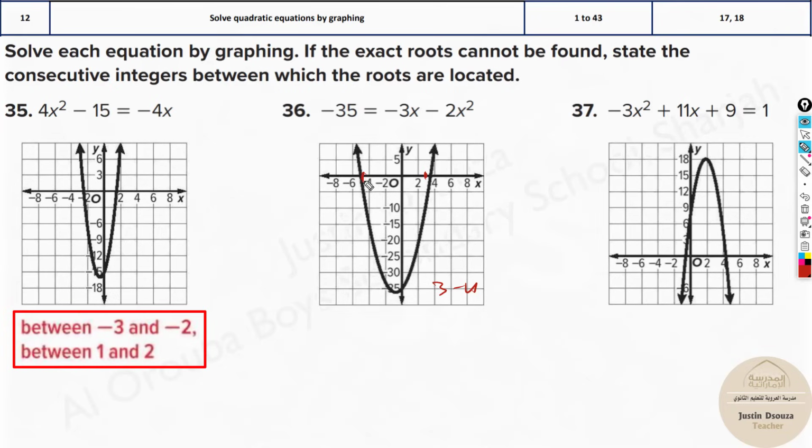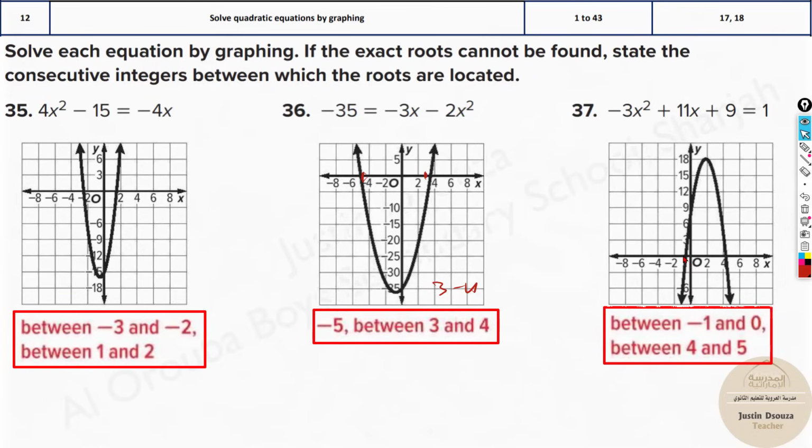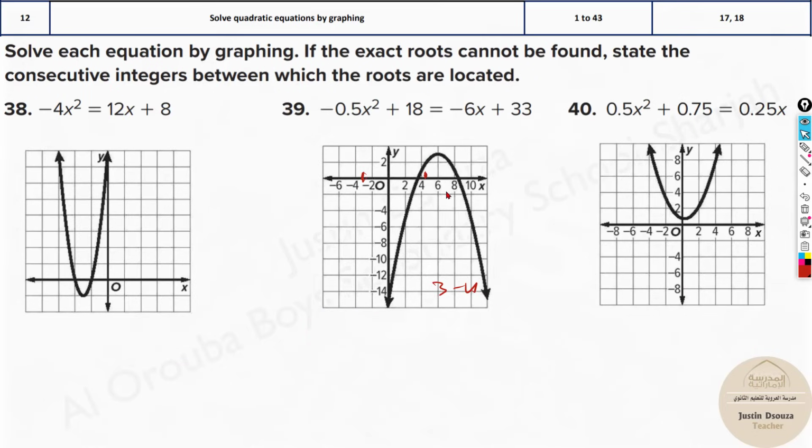And over here, it's in between. So you should just say minus 5, I believe. Yes, it's minus 5, and it's 3 to 4. And over here also, it's 4 to 5. And this one is minus 1 to 0. Similarly, please do the others. You can even check your answers from your calculators, mode 5.3.